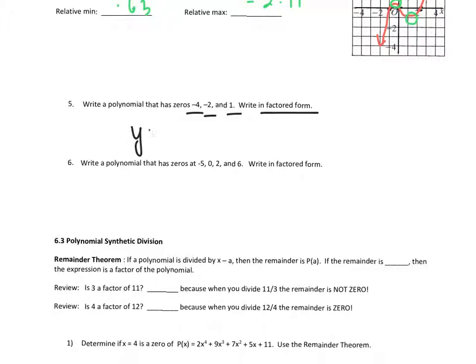Number 5, write a polynomial with these zeros in factored form. So it's going to be y equals, if negative 4 is a 0, it's going to be x plus 4. If negative 2 is a 0, it's going to be x plus 2. And if 1 is a 0, it's going to be x minus 1.